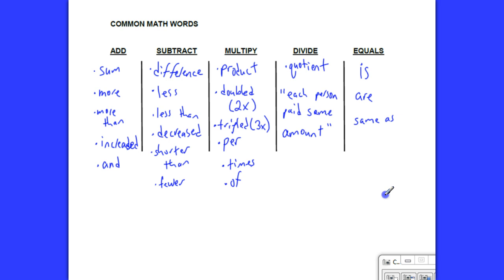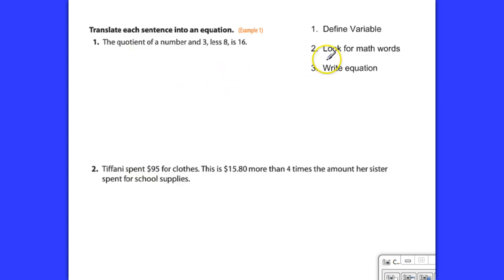Okay, so keeping that in mind, let's go on down your page to a couple of problems. I put the notes here. You don't have to recopy this part because that's already on your page. I just put it here because I went to a new slide. What I want you doing in today's activity is really practicing defining the variable, looking for math words, and writing an equation. That's all I'm going to ask you to do today.